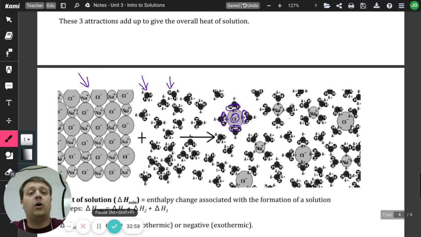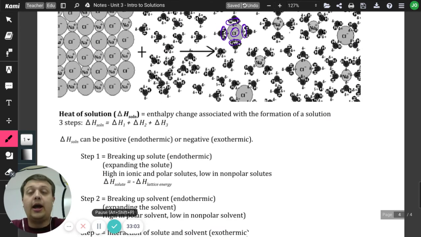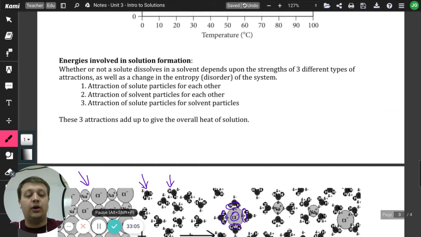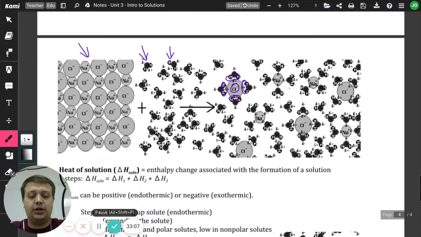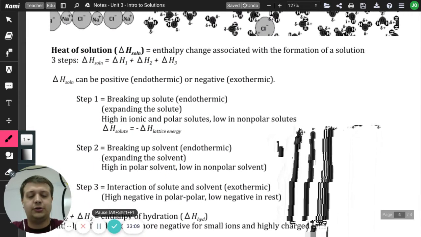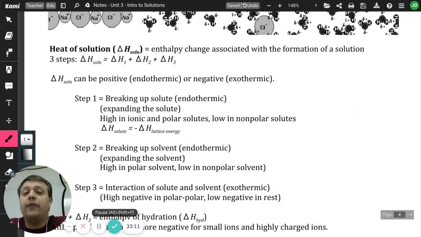And so because of that, they are actually able to be attracted to one another. All right. Now, again, we talked about these energies involved in the solution formation. So let's take a look at what that actually looks like. We call that the heat of the solution, delta H of the solution. Now, this is the enthalpy change. Enthalpy is going to be that change in heat associated with the formation of a solution.